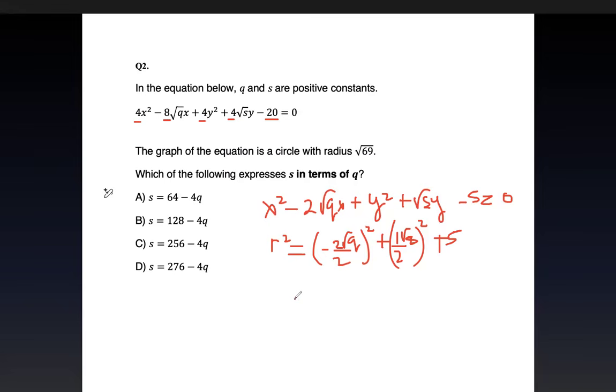This will become what? What do you think? It will become q. This square root is going to be what? S over 4, because the square root will take care of the 2, and the 2 here becomes 4, right? So this is an s, and then plus 5.